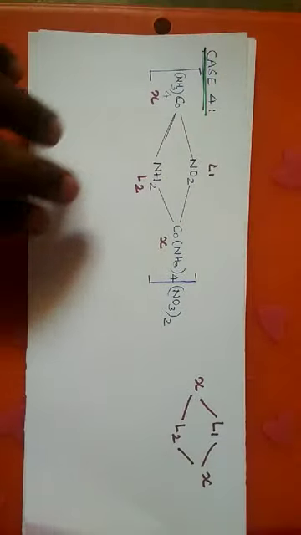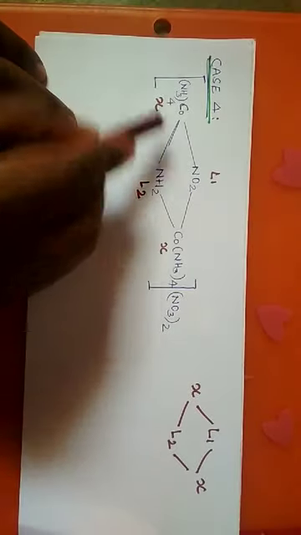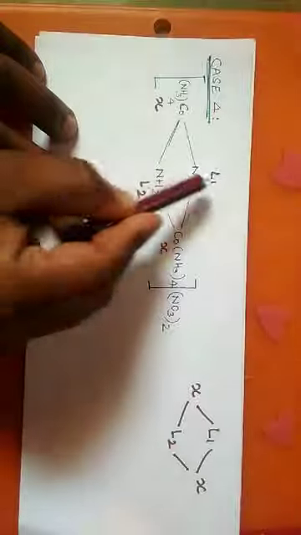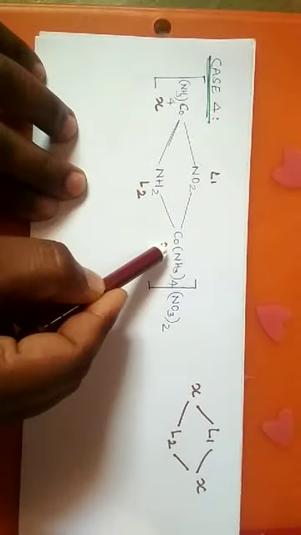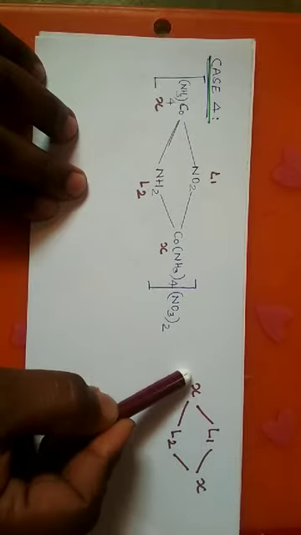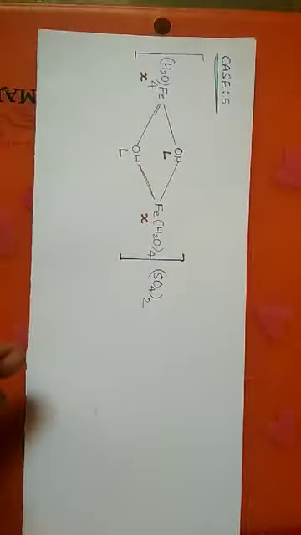In the fourth case, see, the groups are the same on either side but the ligands are different. Ligands are different, groups are the same. Hence, L1, L2, X, X. This is the fourth case, and finally the fifth case.